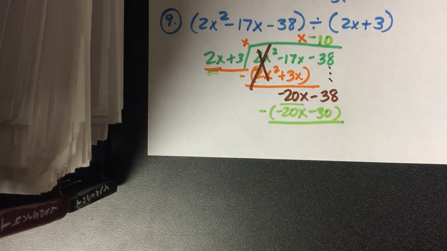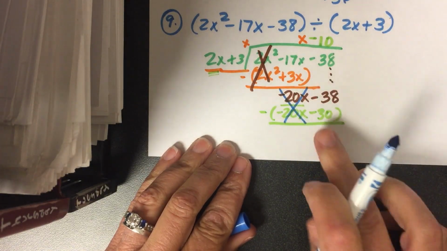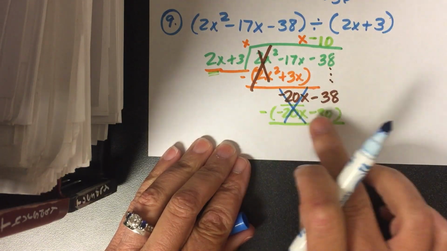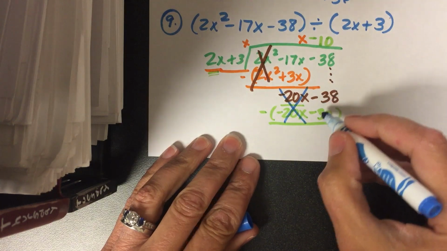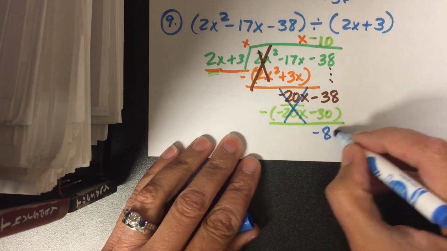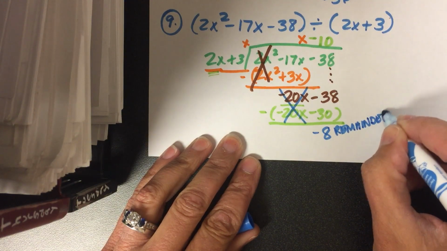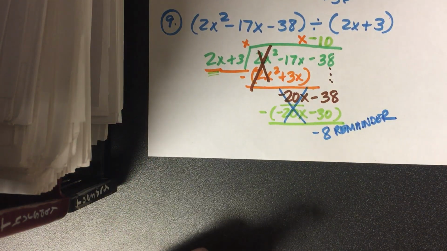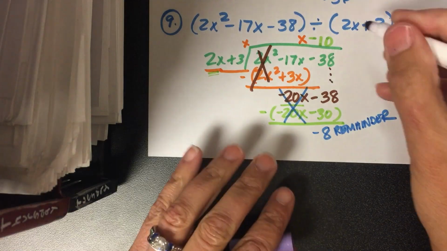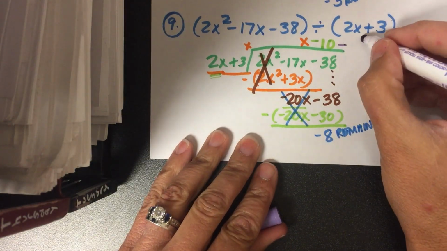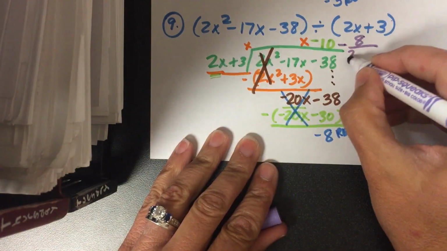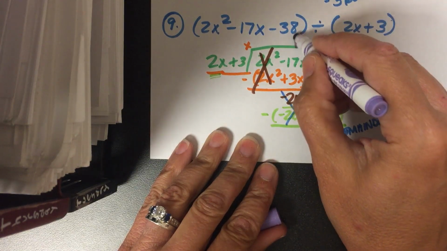And we'll do our last subtraction. So I've got the 20x's will cancel. Then I've got negative 38 minus negative 30. So that's going to be plus 30. So you're going to get negative 8, which is your remainder. And so we're going to take the remainder and move it up top, and it's a negative, so minus 8 out of 2x plus 3.